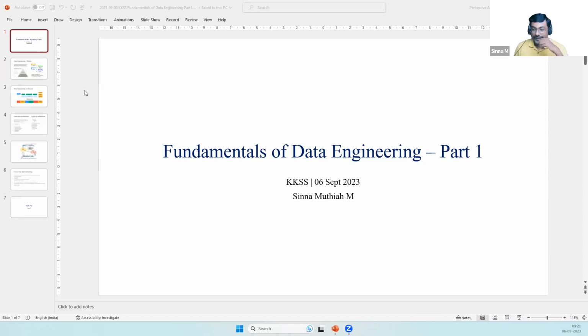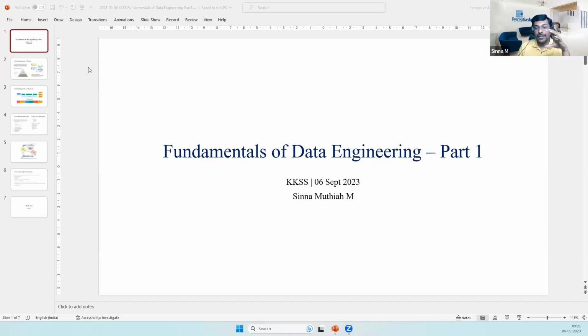Okay, all right. So this first part of the book is written by Joe Reis and Matt Housley, right? It's from O'Reilly Publications. So I'm trying to tell only the relevant points that are important for us, right?